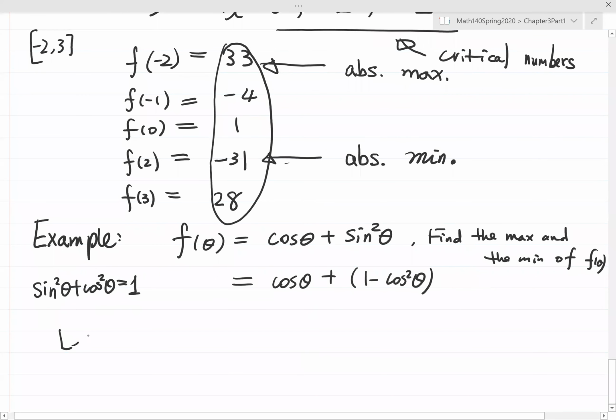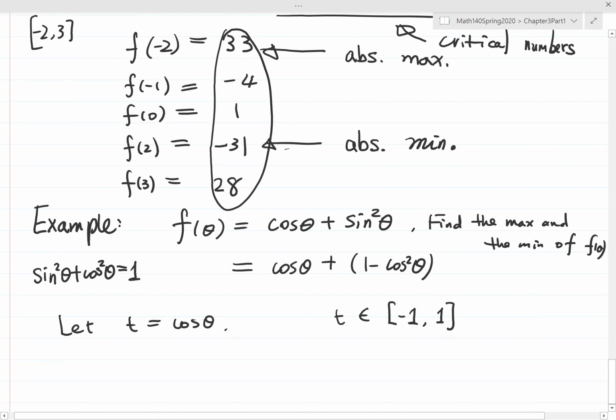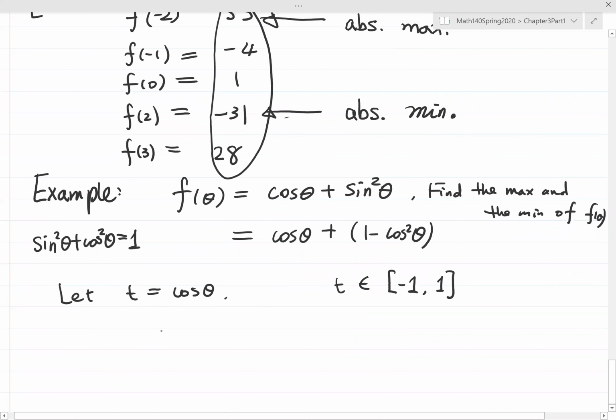So let t be cosine theta. Now remember, the range of cosine theta is from negative 1 to 1. So here t is in negative 1 to positive 1. So we consider the function g(t), where we replace cosine by t, plus y minus t squared. Here t is in -1 to 1.